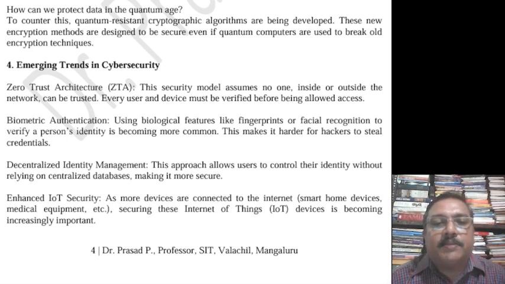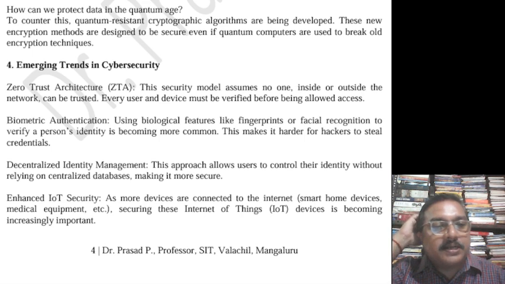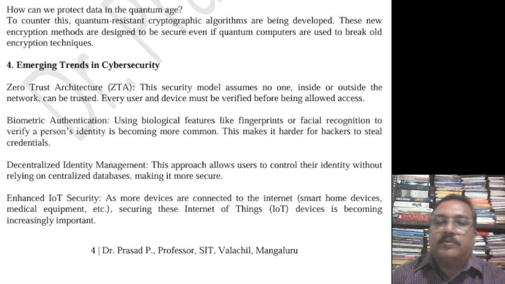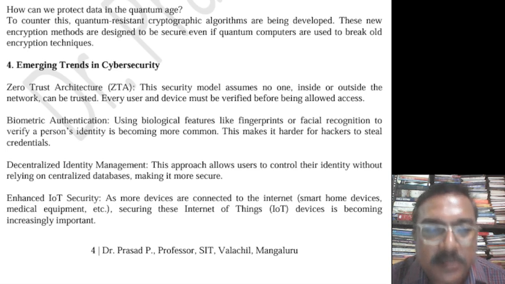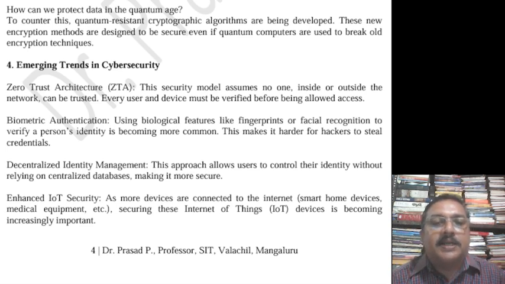Then decentralized identity management. This is an approach which allows a user to control their identity without relying on a centralized database, making it more secure. It is decentralized, not general to everyone. One set of people knows only a particular system, another set knows only theirs, and not everyone knows everything. That is called decentralized identity management. If something happens to a particular group, we can block them and safeguard the remaining, correct it, and connect it back to the original system.